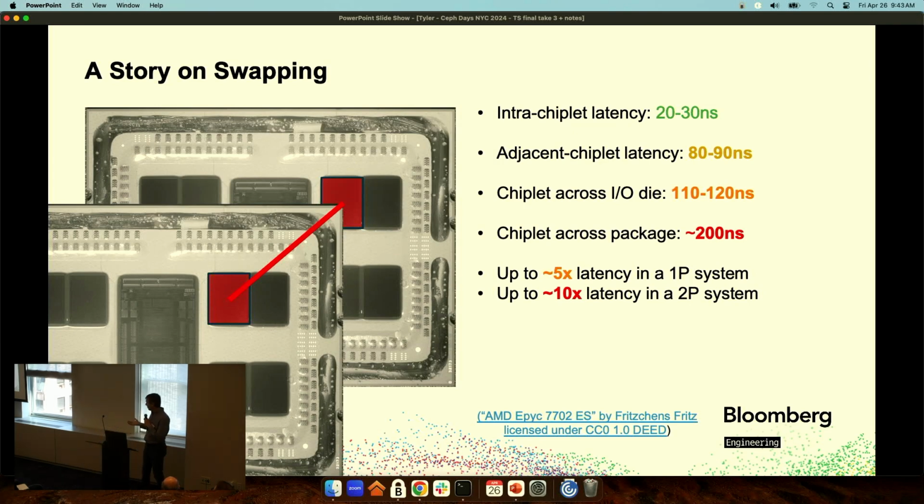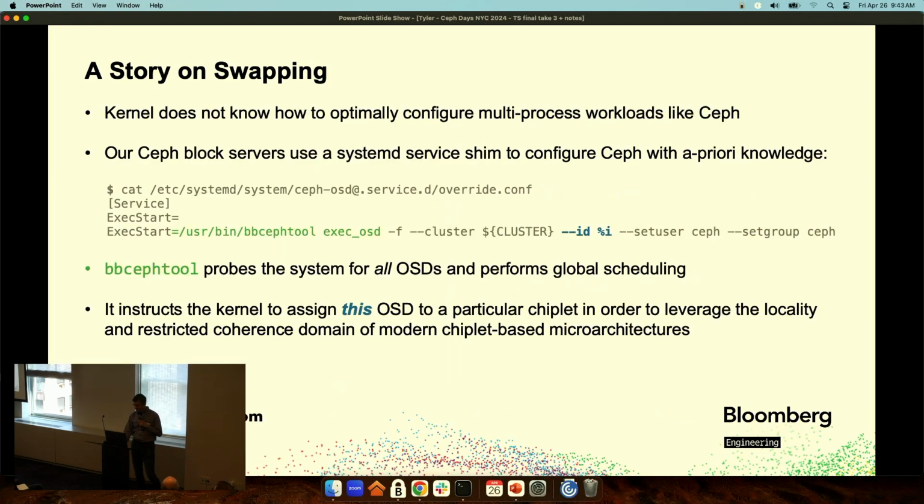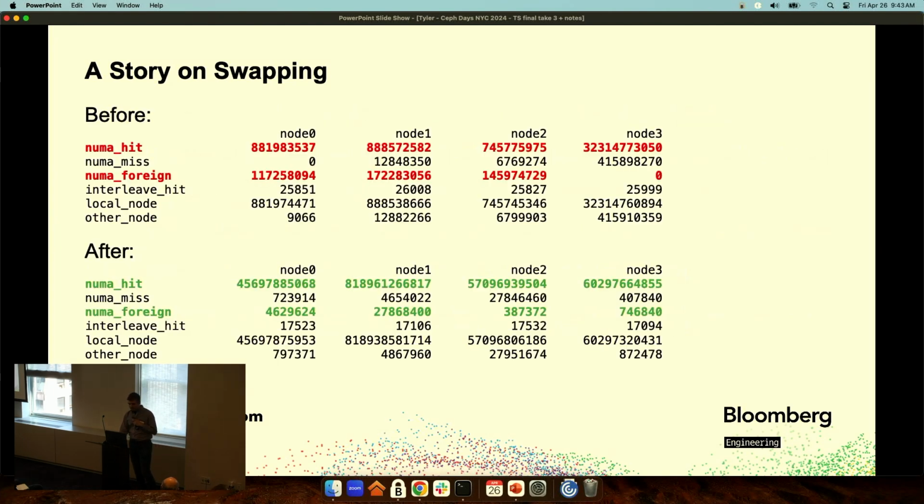And why a lot of people don't do it is because the kernel has to be aware. So what we did is we wrote a small systemd shim. You don't need to do this. Instead of doing it templated, you could just write some files in there. And we have a tool dynamically probing the system, seeing how many OSDs there are, and then making a decision about where to put those OSDs on which NUMA node. So we're doing this pinning ourselves ahead of time, and we're putting those OSDs closest to the NVMe's that the OSD is actually hosting storage for. And this helps us to actually leverage the benefits of these architectures.